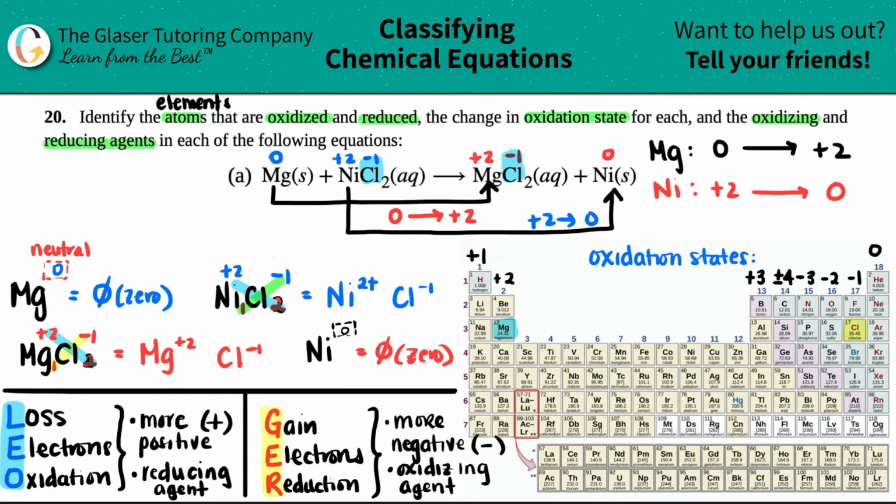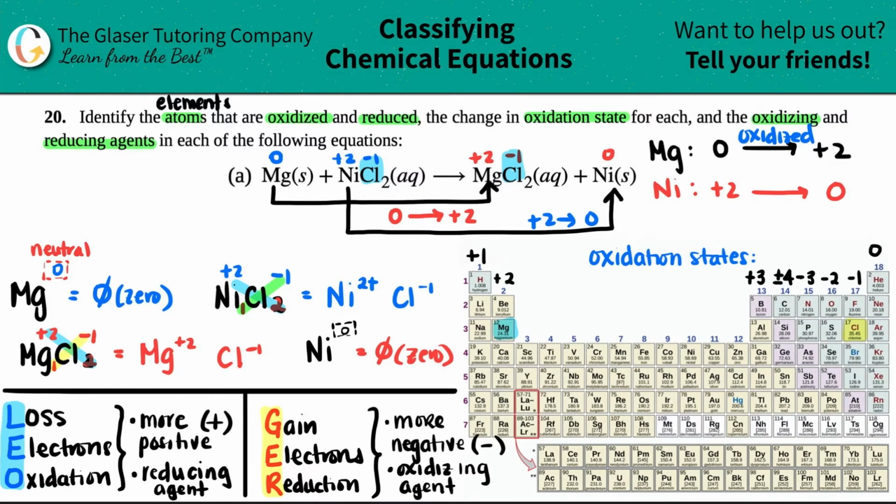Remember, the one that's being oxidized or undergoing oxidation loses electrons, aka it's becoming more positive. So let's see, which one out of these 2 became more positive? Magnesium, right? It started off with a 0. If you think of it as a number line, if you're going to a +2, you're becoming more positive. So magnesium was the one that was being oxidized.